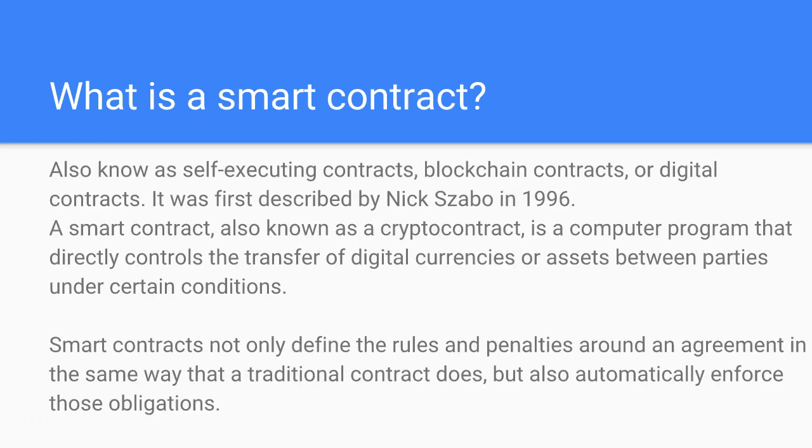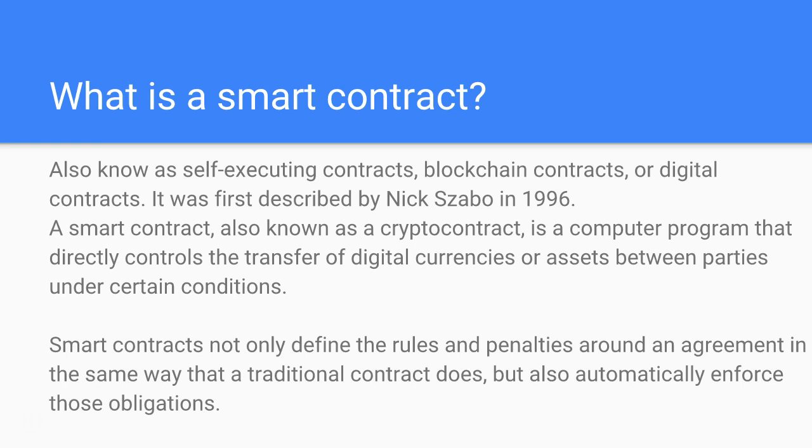Let us look at what a smart contract is. A smart contract is also known as a self-executing contract. A blockchain contract or digital contract is also known as a crypto contract, but generally it is known as a smart contract. It was first described by Nick Szabo in 1996. Nick Szabo is a computer scientist, and when he was theorizing what a blockchain would be, they just called it a decentralized system. He figured out that if there is a decentralized system, it will need something called smart contracts.